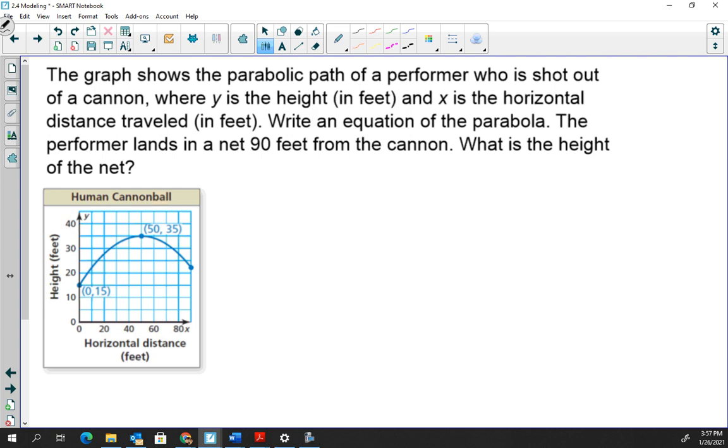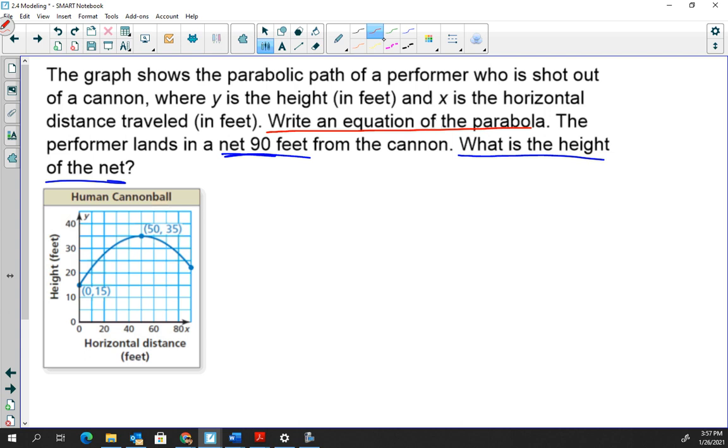Okay, so a couple things here. We want to write an equation. That's the first thing we want to do. And then the second thing we want to do is figure out what is the height of the net that the performer lands in. That net is 90 feet from the cannon. Okay, so one thing at a time. First, let's write an equation for this parabola.